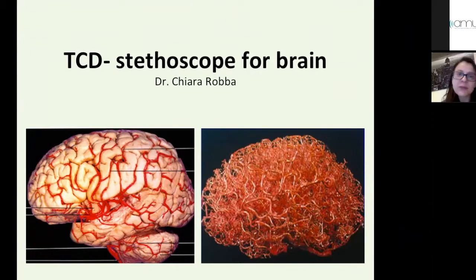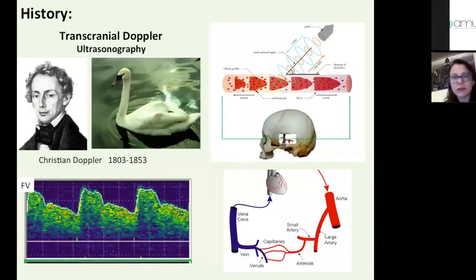In the next minutes, I'm going to give you a sort of overview about all the things that we can do with a transcranial Doppler, because I believe that transcranial Doppler is generally underestimated in our clinical practice, but at the end, it could really be a stethoscope for the brain. So let's start, unfortunately, with a bit of history. This is the boring part.